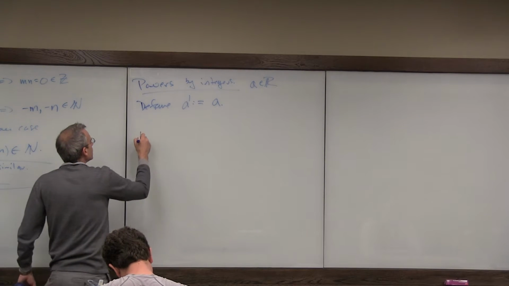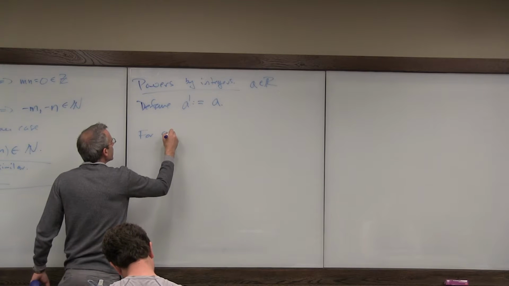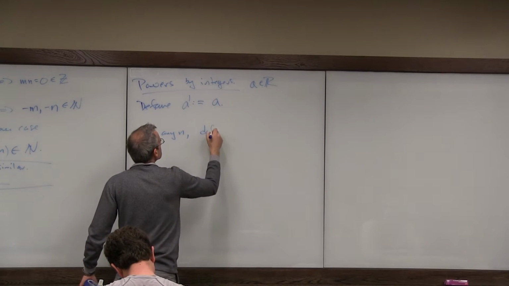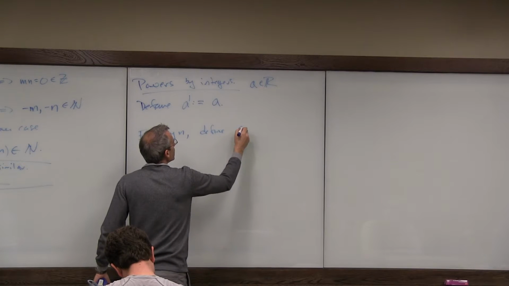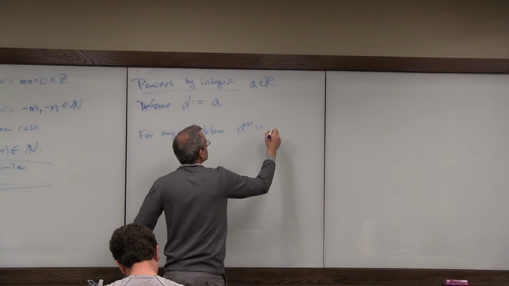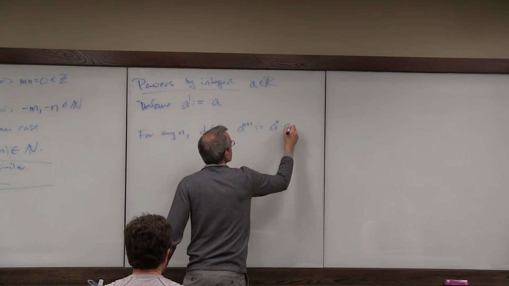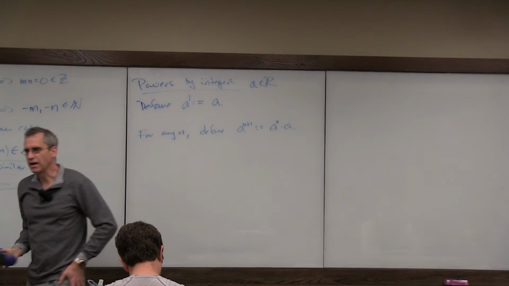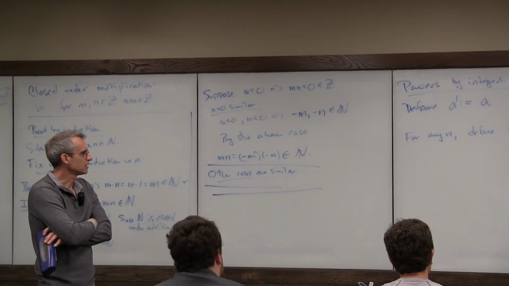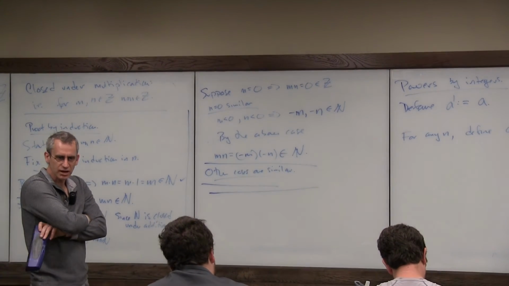And then for any n, we're going to define A to the n plus 1 equal A to the n times A. Okay, now you say, well, we didn't really define it, right? Didn't really kind of define anything, but let's check that, right?